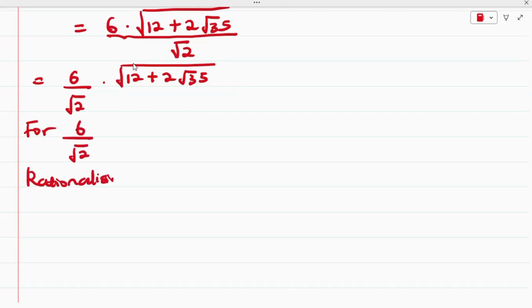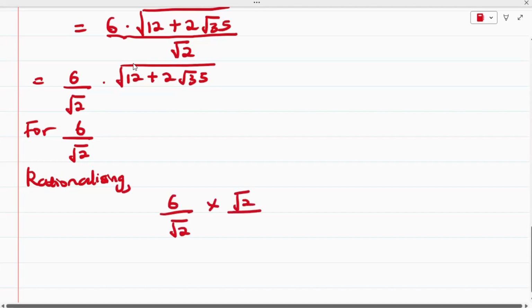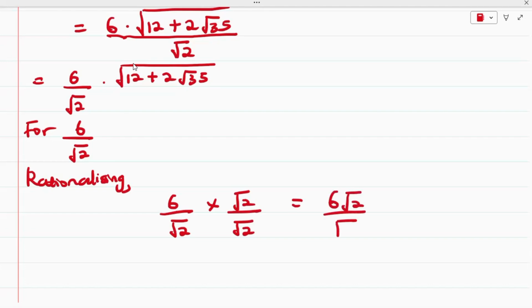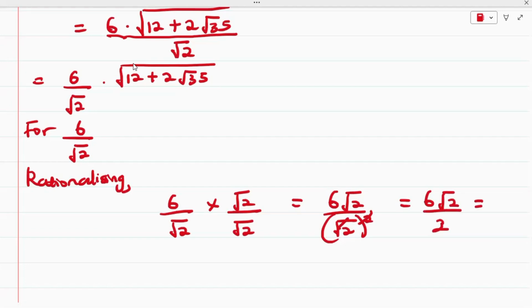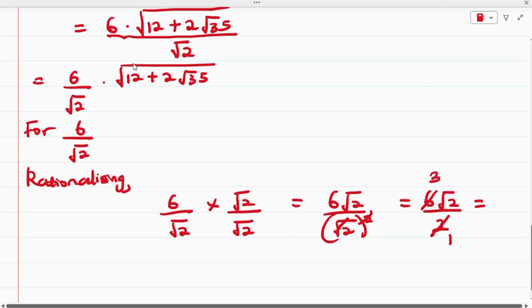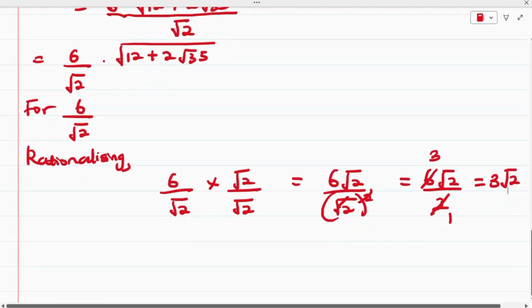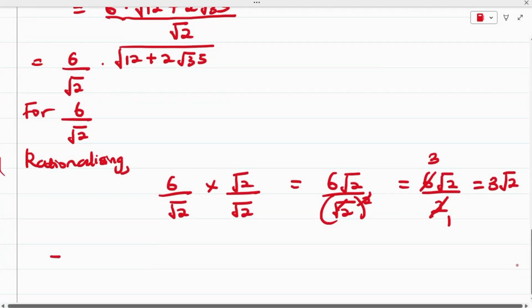So rationalizing this, we have 6 divided by the root of 2 multiplied by the root of 2 over the root of 2, and this equals 6 root 2 divided by the root of 2 all square, which equals 6 root 2 divided by 2, since this cancels out. 2 into 6 is 3, so we have this to be 3 root 2. Alright, so hence we have this to be equal to 3 root 2 multiplied by the square root of 12 plus 2 root 35.